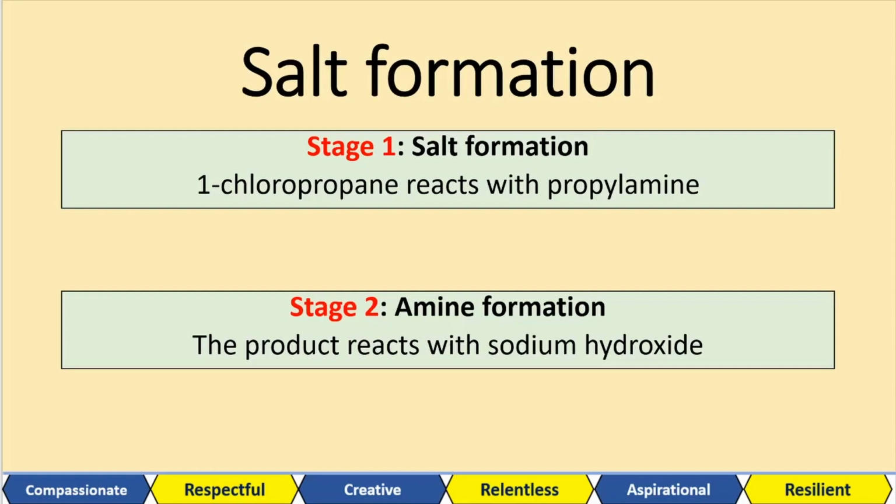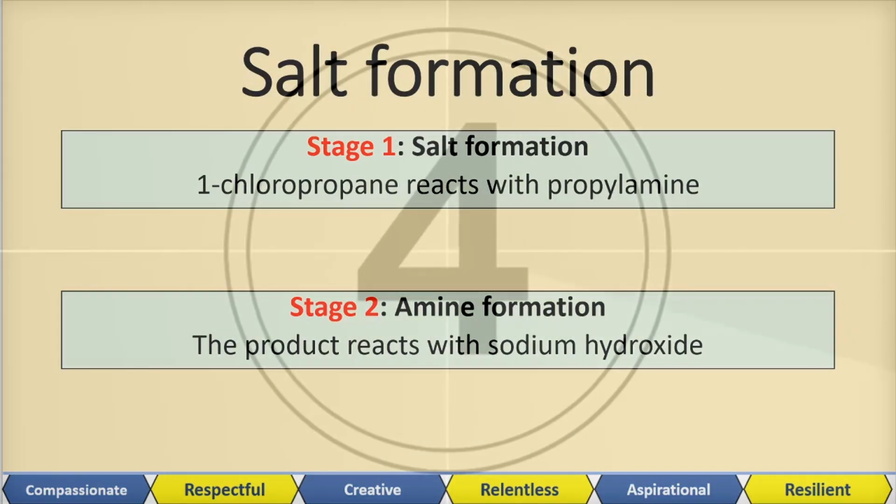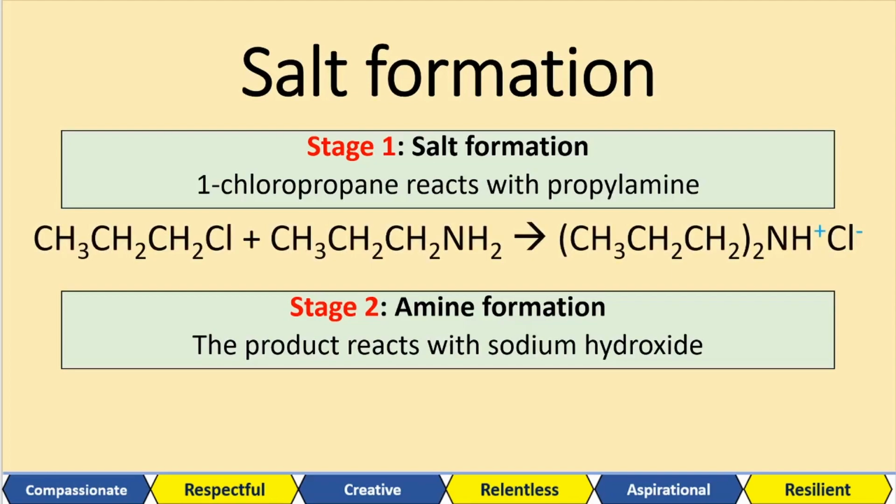Think about the salt that will be formed there, and then we're going to react it with sodium hydroxide again to make a new amine. So have a go, try and work out what this reaction would look like. So we've got the 1 chloropropane reacting with the propyl amine to make this molecule here. Notice that now there's only NH, so it's a secondary amine, okay? Because we've got those 2 substituents there.